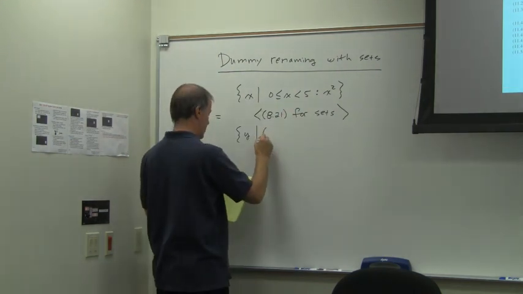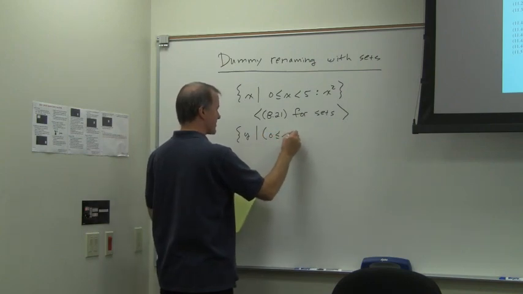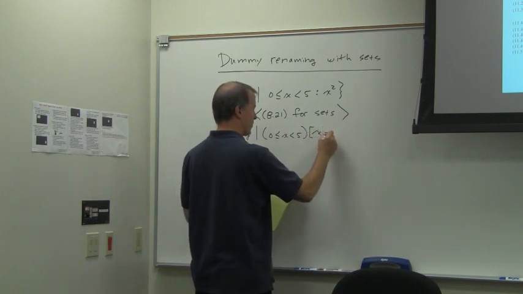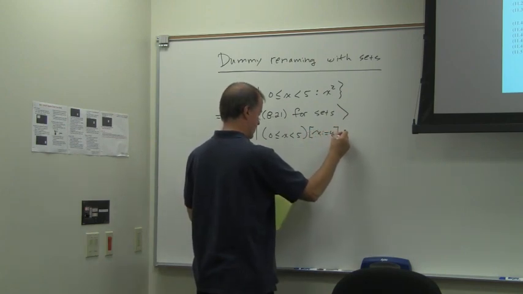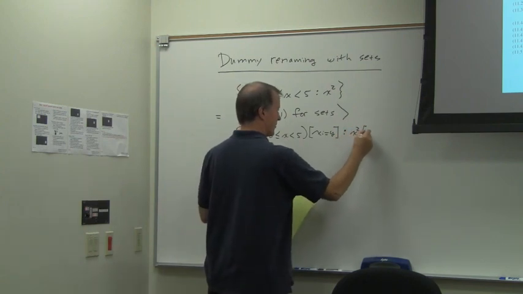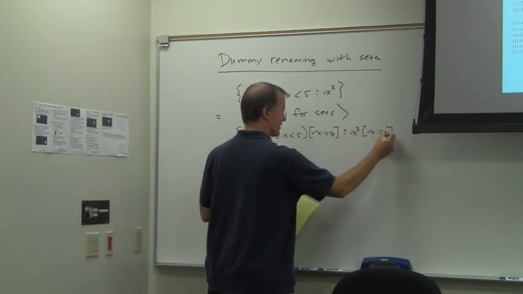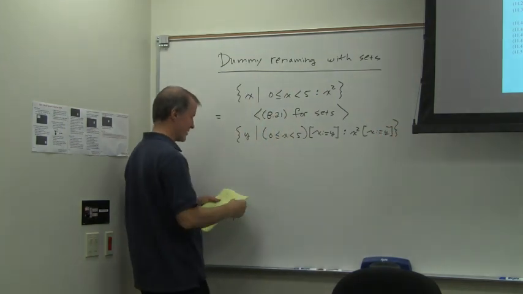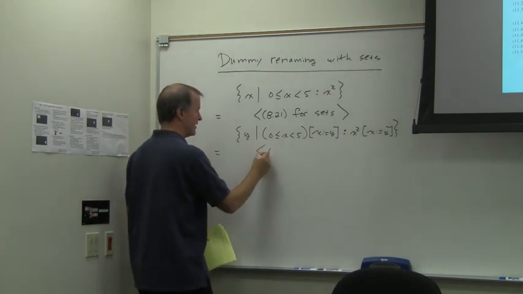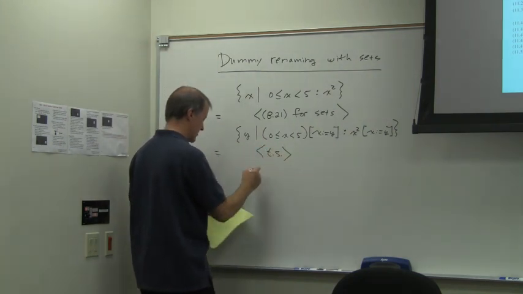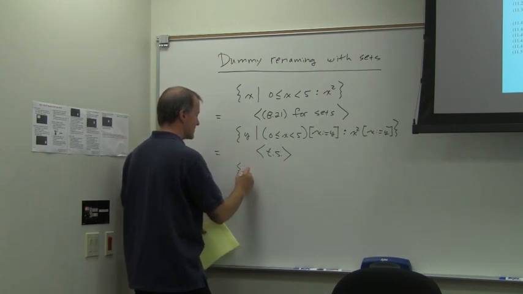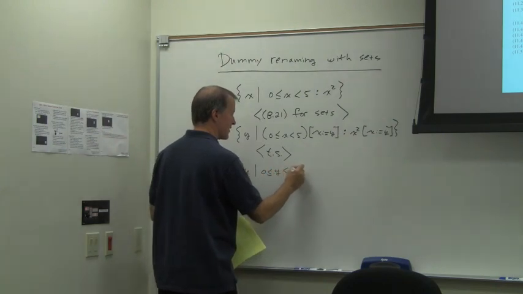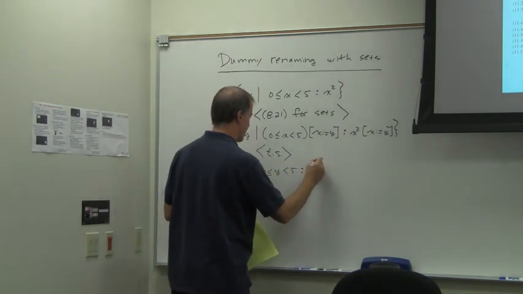So the range here is 0 is less than or equal to X is less than 5, with X replaced by Y. Body: X squared with X replaced by Y. Is everybody clear on that? And then we end this with a set, because this is for sets, not for quantification, right? And so this equals, by textual substitution, set over Y, 0 is less than or equal to Y, less than 5, body Y squared.